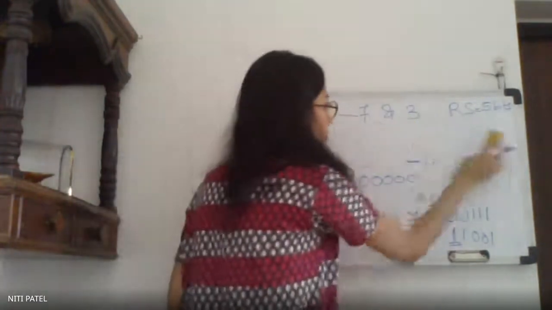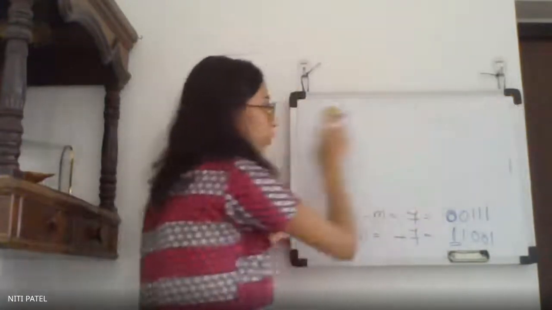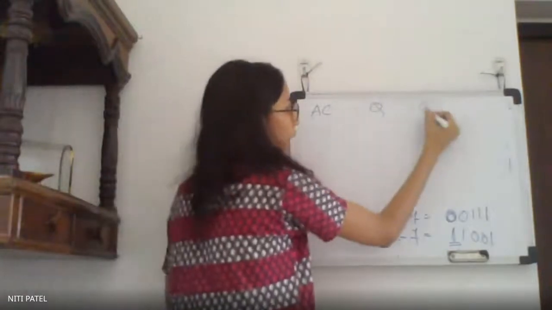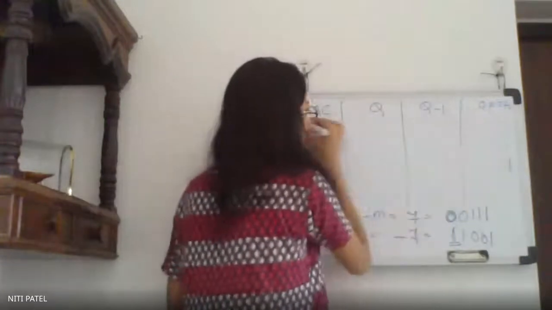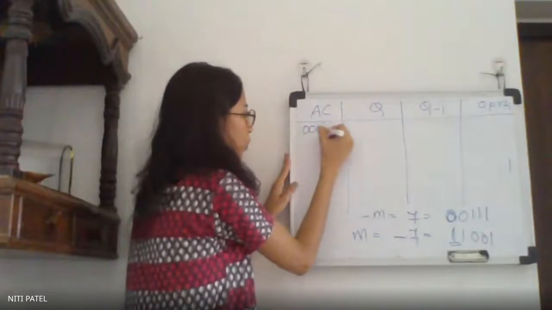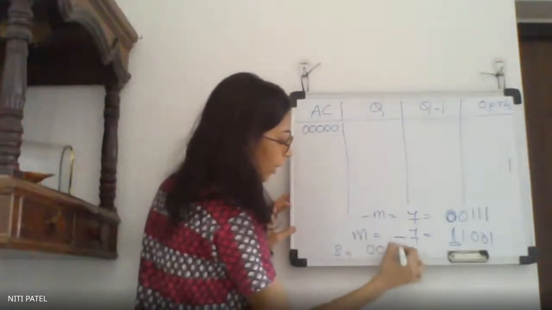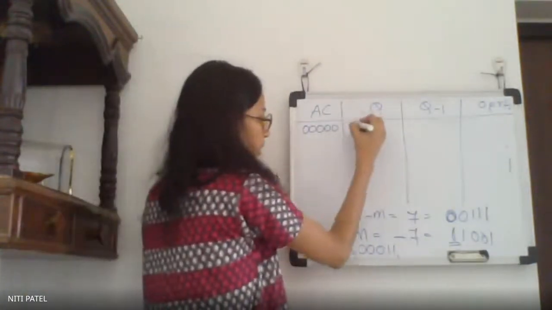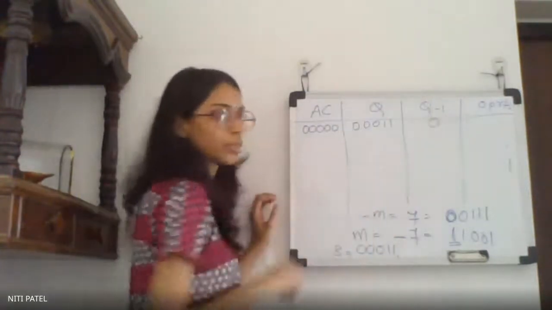Okay. So now we start solving by the column method. What we write first is AC, Q, Q minus 1 and operation. First step, AC is equal to 0. So how many zeros? 5 zeros. What is your Q? Q was 3, which is 0, 0, 0, 1, 1. Correct? So I write my Q as 0, 0, 0, 1, 1. What is Q minus 1? It should be initially 0.